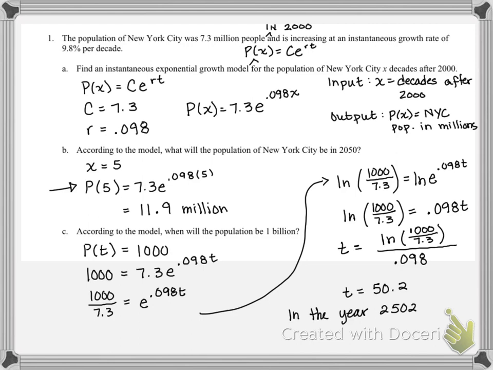2,502, because that 0.2 is 2/10 of a decade, right? So that's 2 years, and that's why we rounded to 1 decimal place, so that we have the tenths there, because each tenth is just 1 year. Questions?